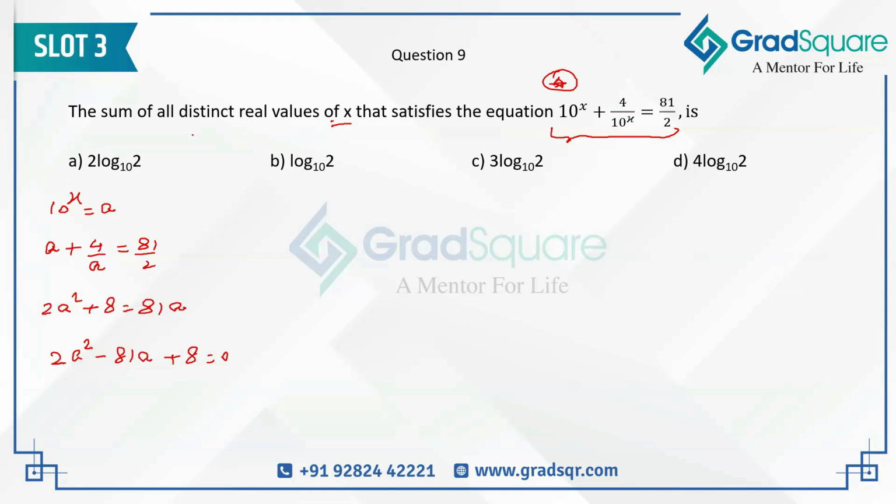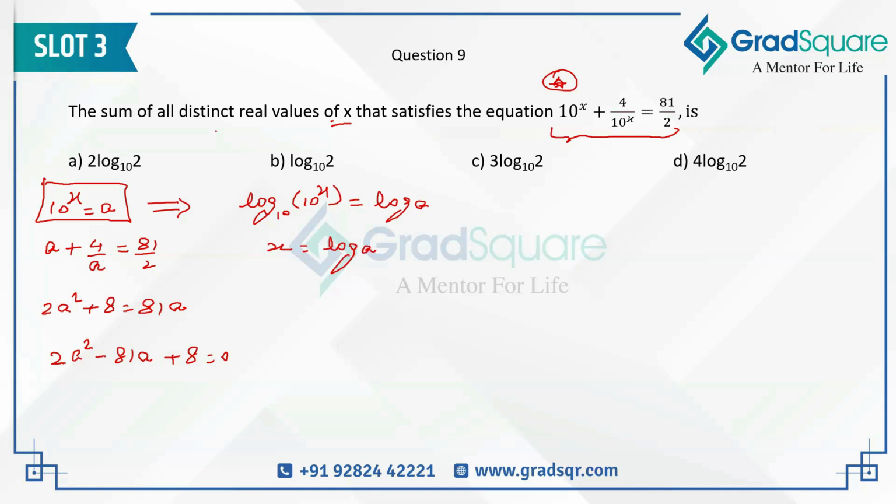Now understand what the question is asking you. Sum of all distinct values of x. You have taken 10 to the power of x as a. You look at the options and everything has got a log in it. Can I take a log of this equation? Log base 10. So if I take log base 10, what am I going to get? Log base 10 of 10 to the power of x will become equal to log a. Now, this will turn out to be x equals log a.